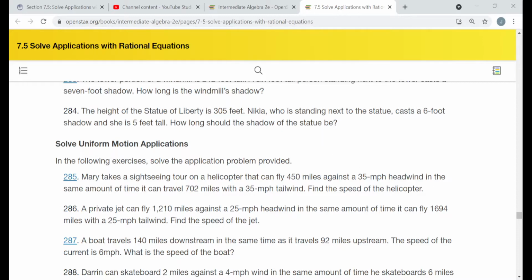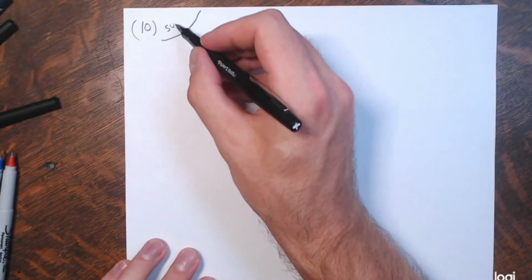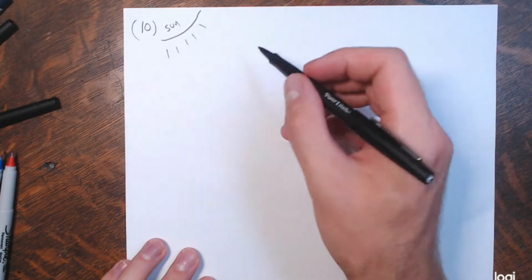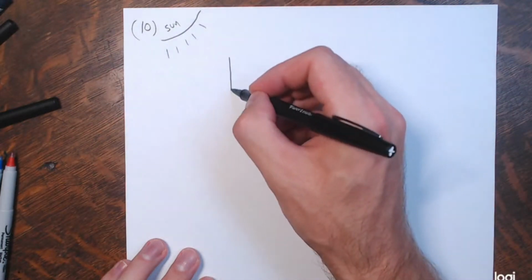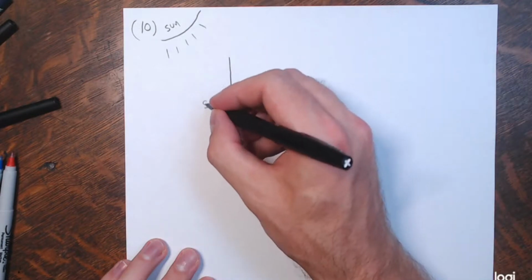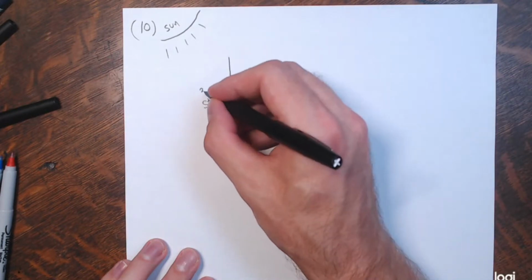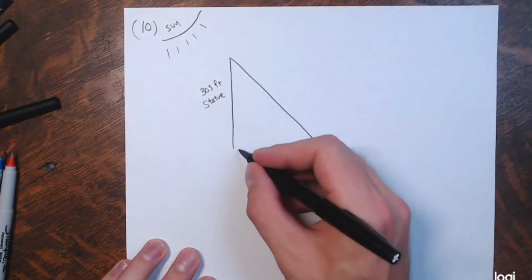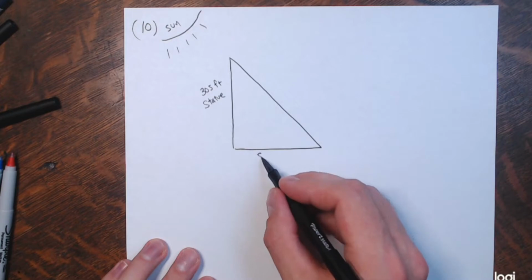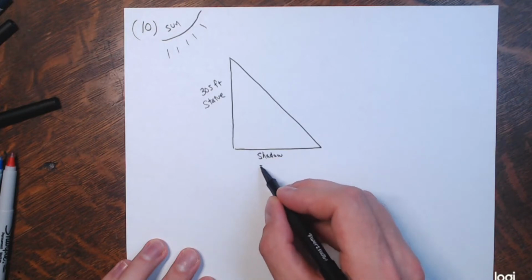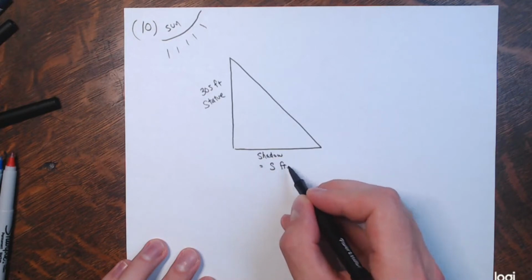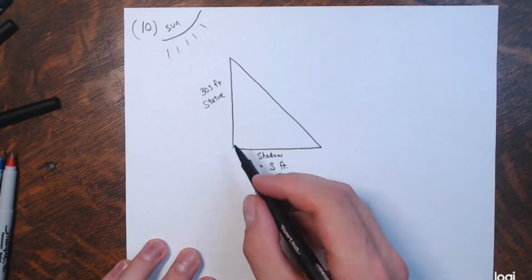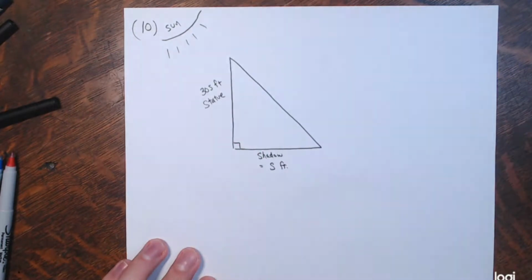So this is almost exactly the same as the windmill problem, just with different numbers. So once again, you don't have to draw the sun, but I like just putting the sun up here, so I know where the shadows are going. Here's the statue, the Statue of Liberty. This says 305 feet tall. It casts some shadow that I don't know the length of. I'm going to say this shadow has a length of s feet, standing straight up.